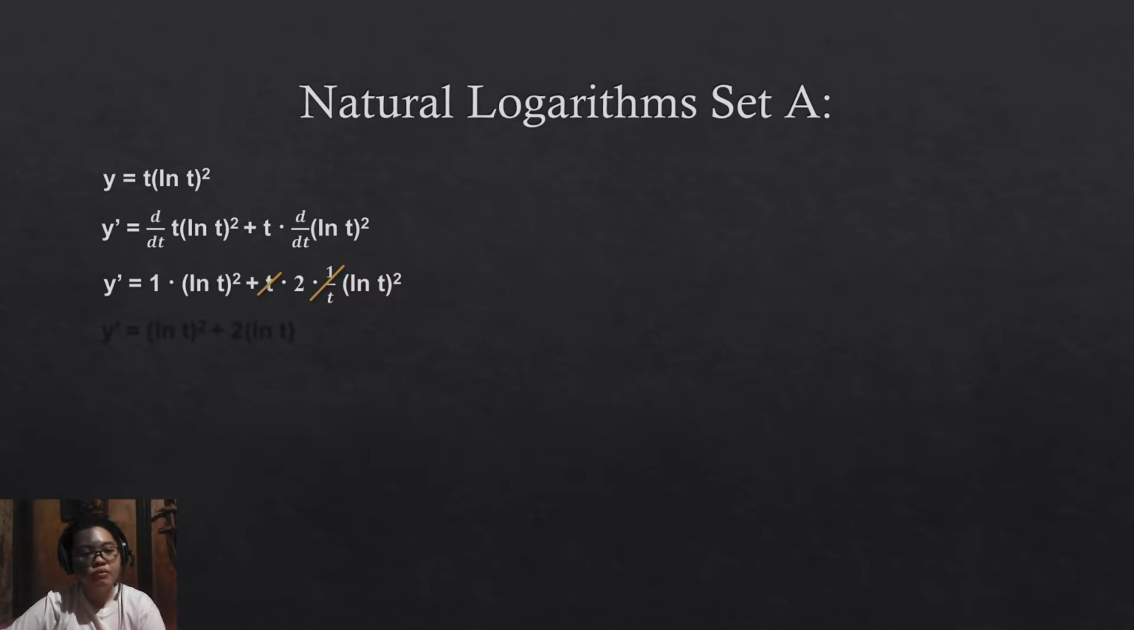So y prime equals 1 times the natural log of t squared plus t times 2 times 1 over t. We'll cancel t and 1 over t. So our final answer will be y prime equals the natural log of t squared plus 2, and this will be our final answer.